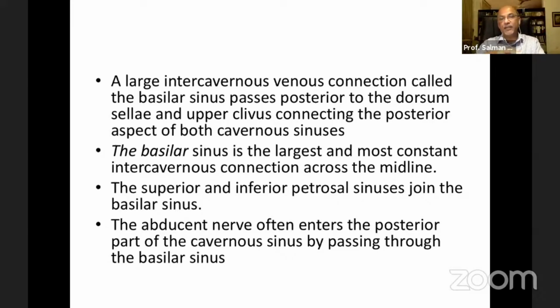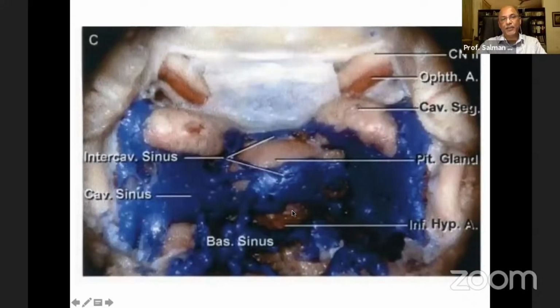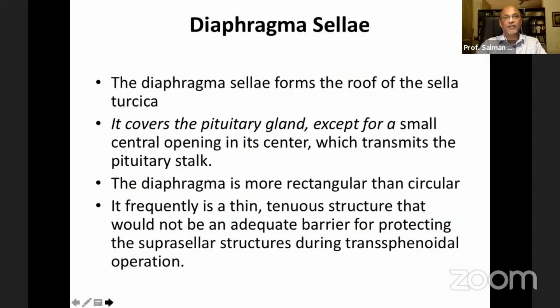The superior and inferior petrosal sinuses join the basilar sinus on both sides. The abducent nerve, as we showed earlier as well, often enters the posterior part of the cavernous sinus by passing through the basilar sinus. So you have the intercavernous sinus, the basilar sinus, the inferior hypophyseal artery shown here, and our sixth nerve trying to pass through the Dorello canal after going through the basilar sinus.